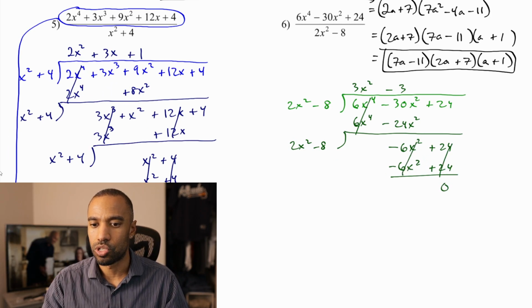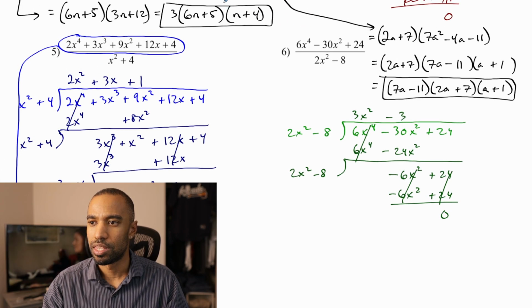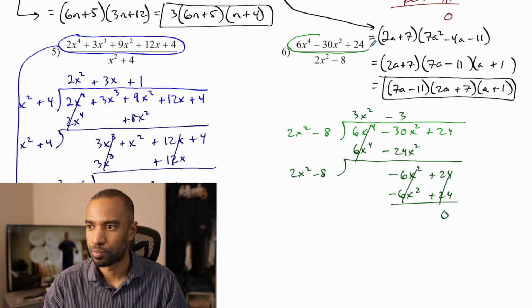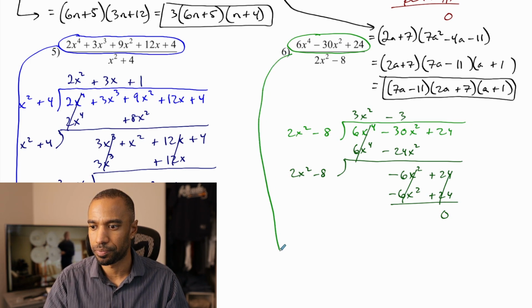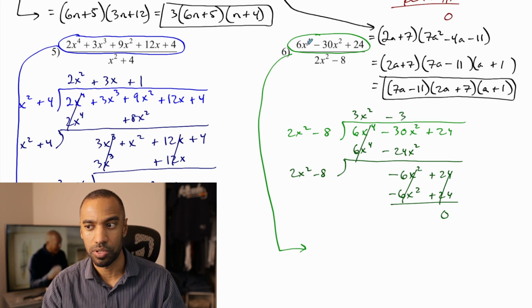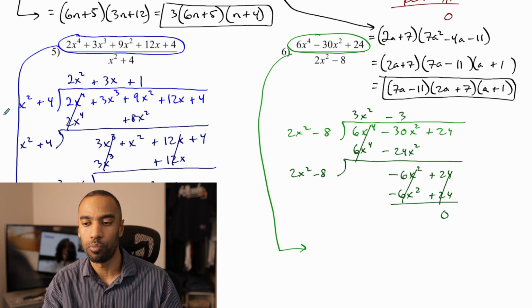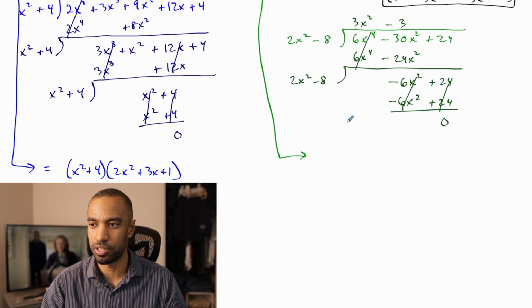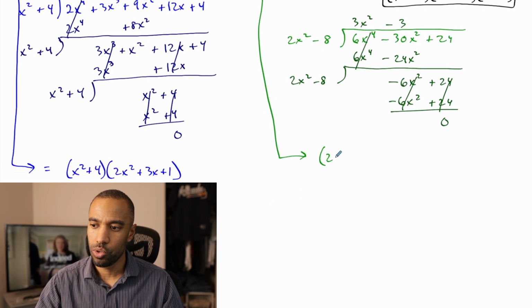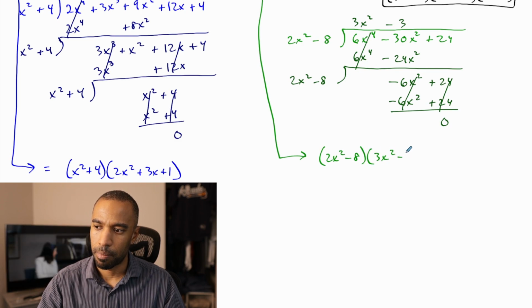So this factors down to... By the way, this is something we would have been able to factor together. It looks like one of those higher polynomials in quadratic form. We've done those before as well. I'm sure we could have played with this. So this factors into 2x squared minus 8 times 3x squared minus 3.